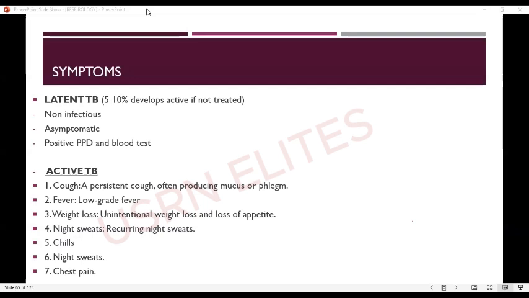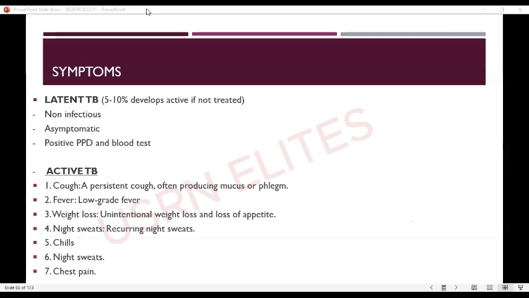So in active TB, what do they present with? Coughing. A persistent cough, often producing mucus or phlegm. I have explained since we started this respiratory system that the reason why patients cough a lot in respiratory conditions is because there's inflammation. Inflammatory process is going on and mucus production is occurring here and there. So in an attempt to compensate and bring the mucus out, the patient begins to cough here and there. So they have a persistent cough, often producing mucus or phlegm.